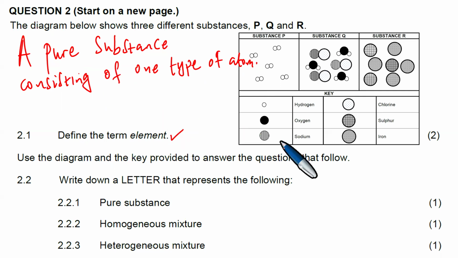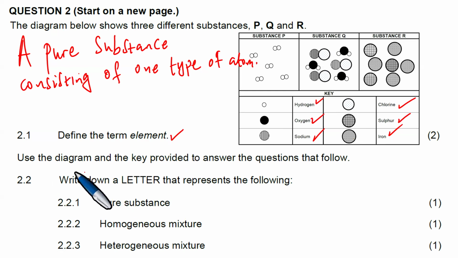Like what? Like oxygen, like sodium, like hydrogen, like chlorine, sulfur, iron, you name it. These are elements. And those elements are found in the periodic table. The periodic table we were looking at a couple of seconds ago is nothing other than the periodic table of the elements we studied in chemistry.